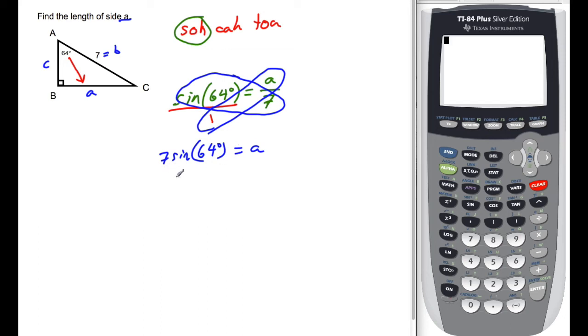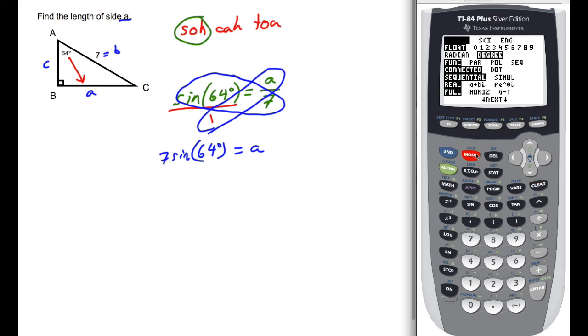So I'm going to use my calculator over here. First thing we want to do on our calculator, because this is in degrees right here, we have to make sure we're in degrees mode on our calculator. So we go to mode. I'm in degrees right here. We've got radian and degrees. So make sure degree is highlighted.